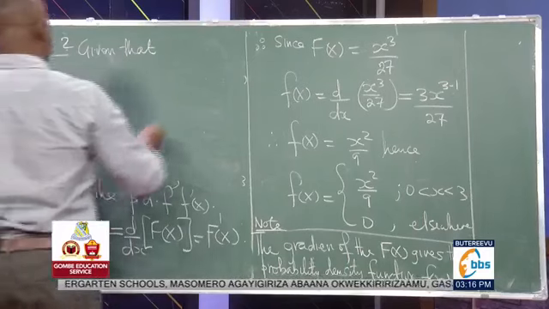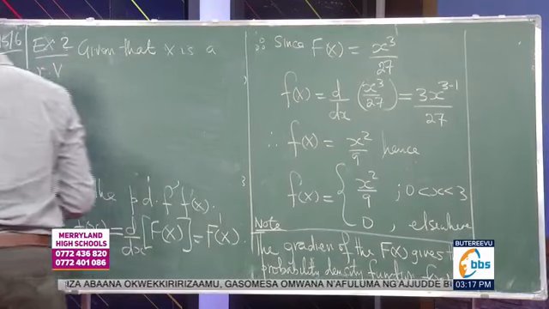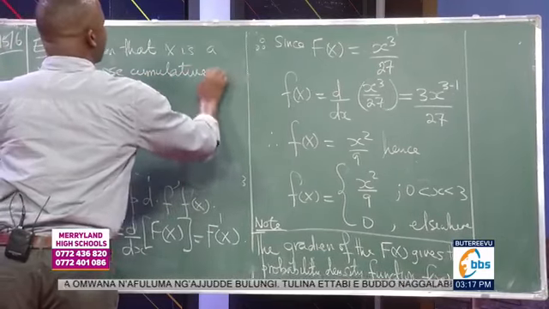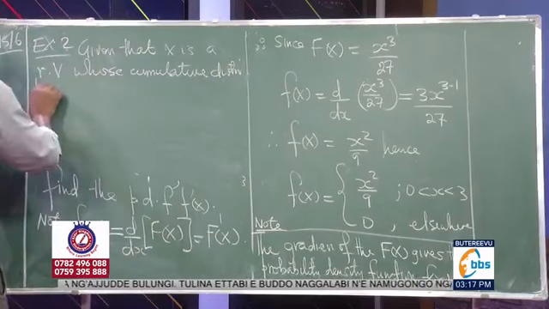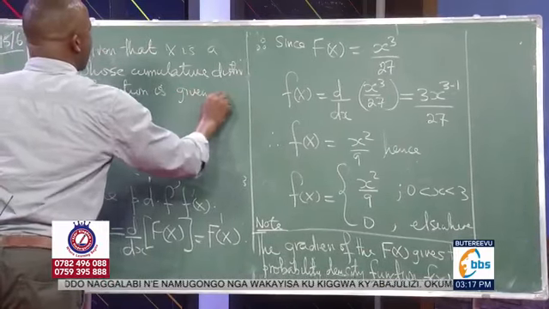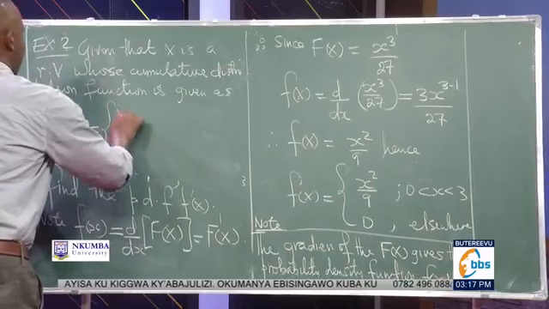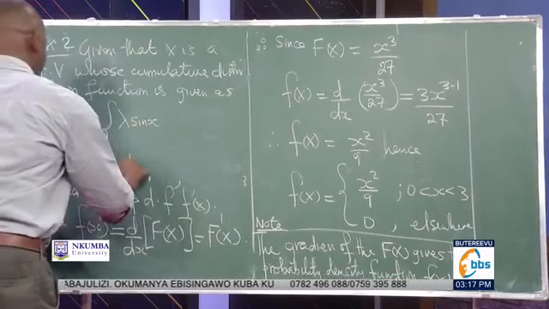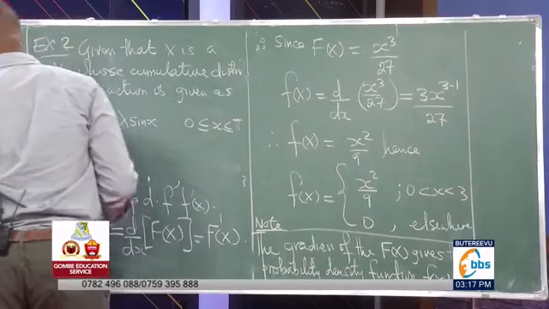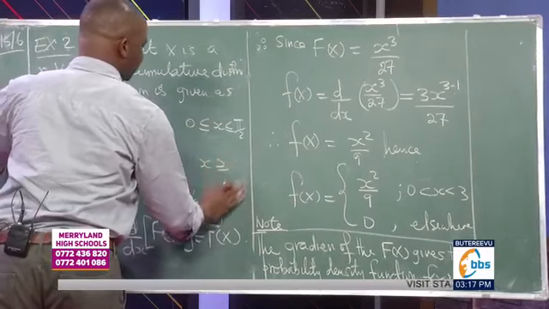We are given that X is a random variable whose cumulative distribution function is given as f of x being equal to k sine of x, and 1, with the range given as pi out of 2, and of course 1 with x greater or equal to pi out of 2.